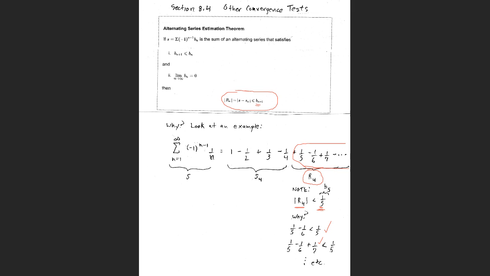So this remaining part of the series is never going to be more than a fifth. Therefore, if I were to add the first four terms of my series to approximate the sum of my infinite series, I'll be within a fifth. That approximation will be within a fifth, 1/5.